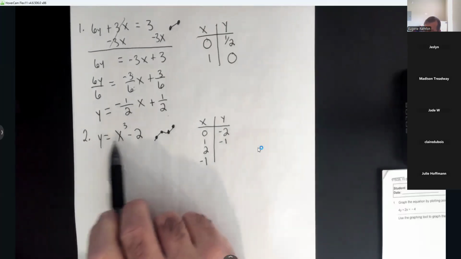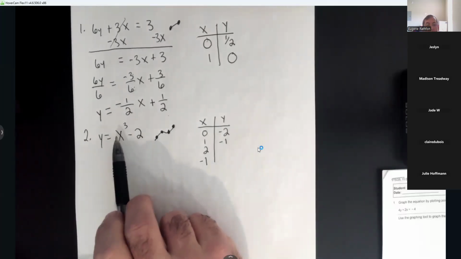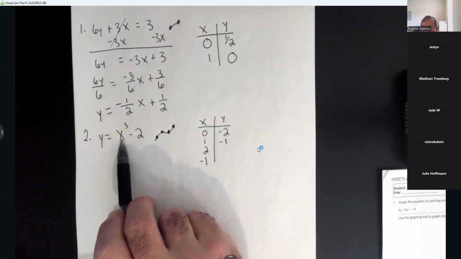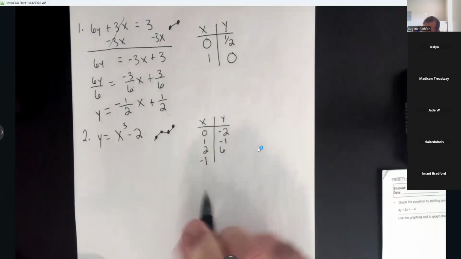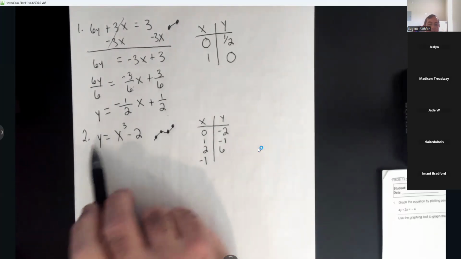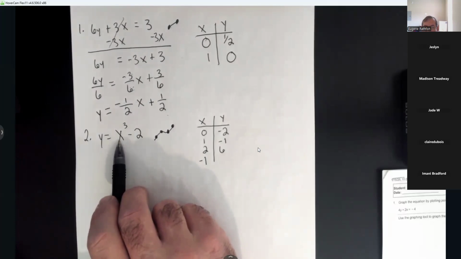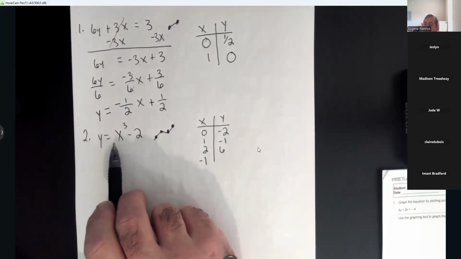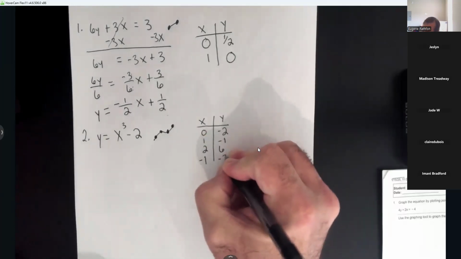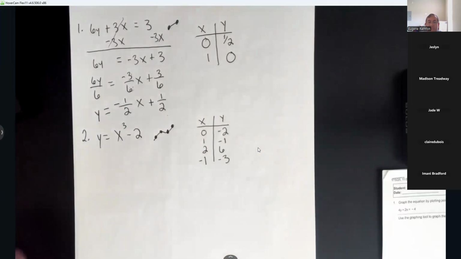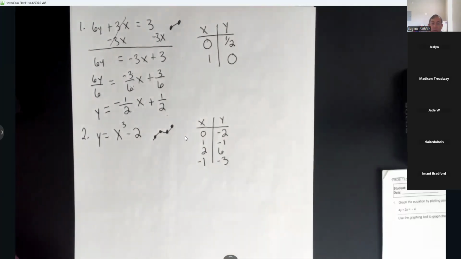And if I put a 2 in there, 2 times 2 times 2 is 8. 8 minus 2 would give me 6. And y'all, let me put a -1 in here. -1 times -1 times -1 is a -1. And -1 minus 2 is a -3. All right, so once again, you can also use the calculator. So let's go to that calculator.